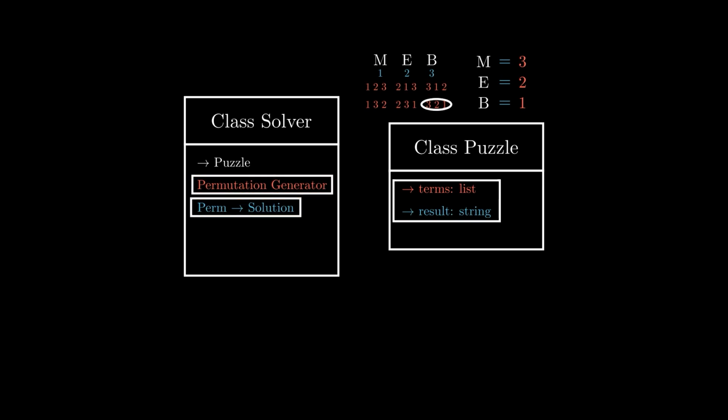Remember, classes have their own data types, as well as their own methods. In the same way that it's natural for a puzzle to consist of a list of terms and a result, it should also be natural for Steve to have his own way of generating and mapping possible solutions. Functions can belong to objects too. All this is to say that we've equipped Steve with the ability to generate permutations and maps.